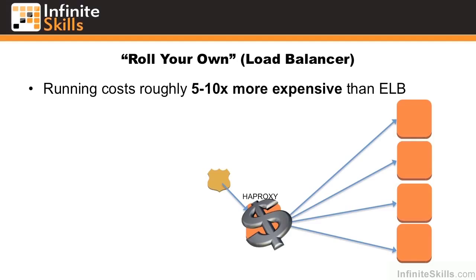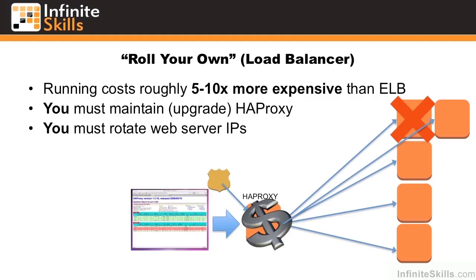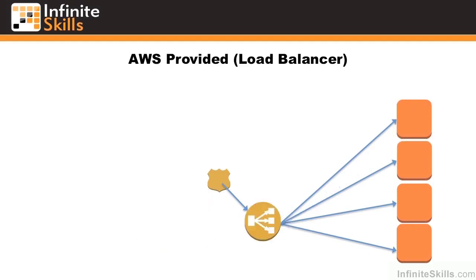Consider that when you do this, your running costs are going to be about 5 to 10 times more expensive than an ELB. The EC2 cost to provide the same functionality is going to cost about that much. You have to maintain and upgrade your HAProxy or Nginx installation. You have to rotate your web server IPs so that when a server goes down, you can spin up another one behind it. And you have to take into account the fact that the HAProxy is now a single point of failure. It doesn't matter how many instances you have behind that load balancer. If you lose the load balancer, you lose your application.